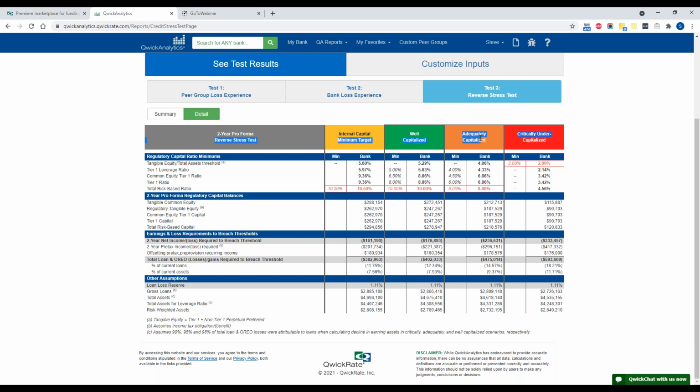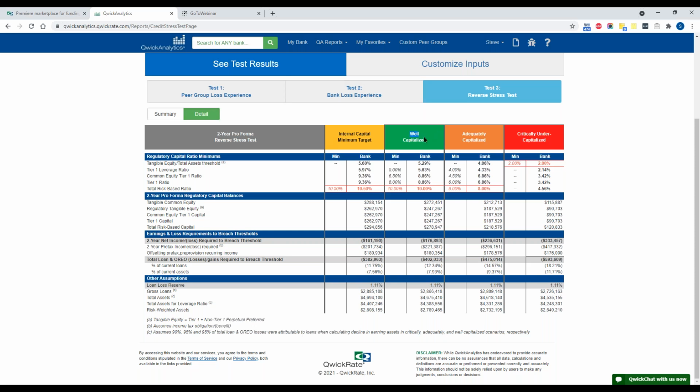Obviously, to solve for an adequately capitalized minimum, everything would have to be even worse. They'd have to sustain even higher losses to no longer be adequately capitalized. So you see now how the reverse stress test works in that sort of opposite order. This is an enhancement to the tool we made in the second iteration of our credit stress test, based solely on user input. We had a lot of banks come to us and say, hey, we're very well capitalized. We've got 18% capital.